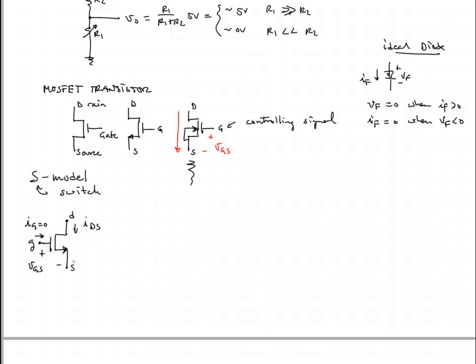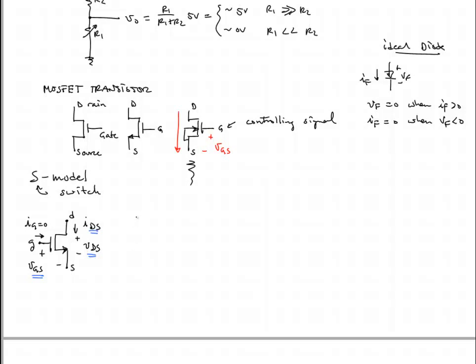Let me label one more voltage here: the drain to source voltage. So we have 2 voltages and 1 current that we're going to be working with. Remember, the current going in the drain is the current going out of the source. There's no current going in through the gate.